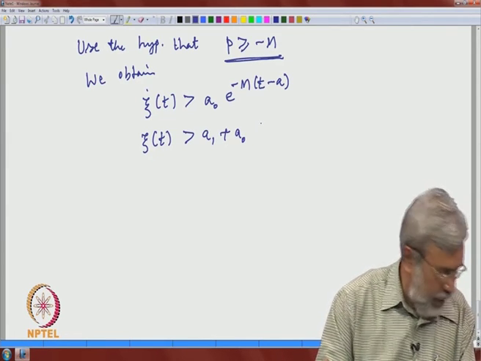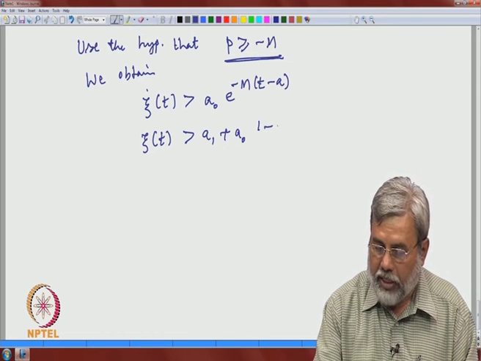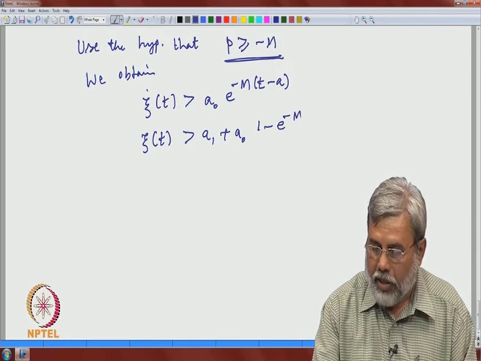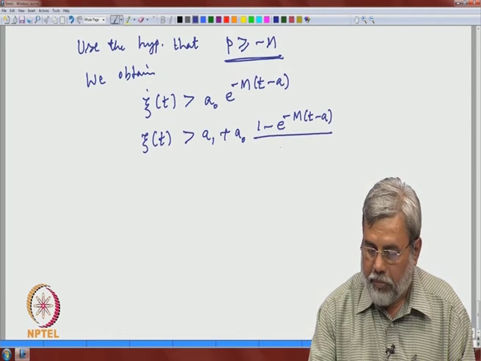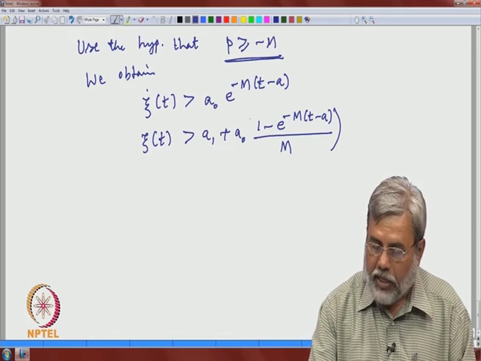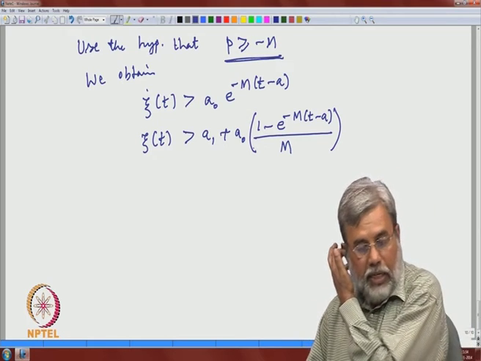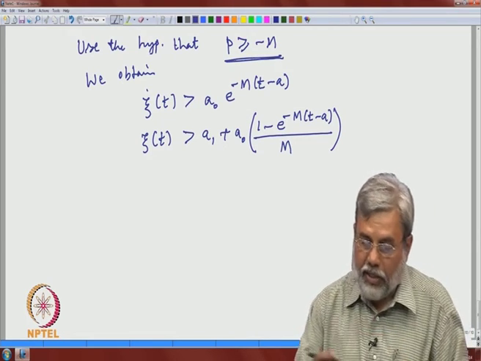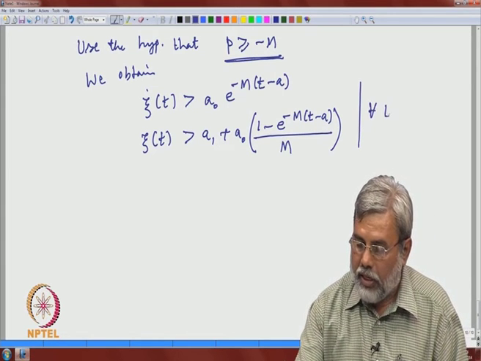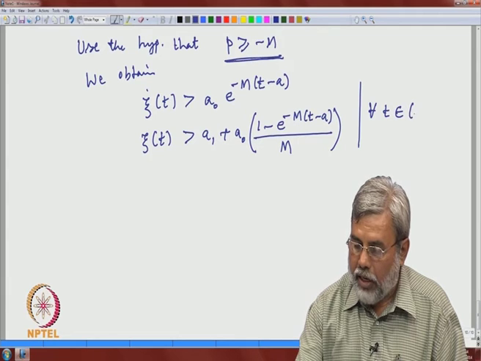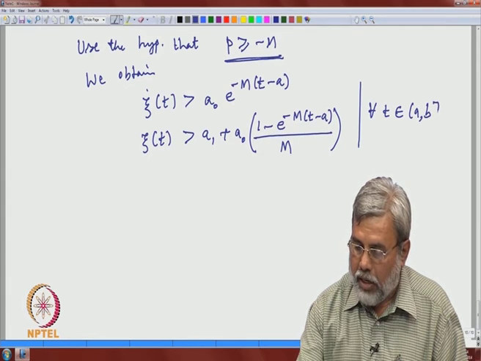So, you have to do some integration there. Let me just write it, e to the m t minus a divided by m. In the second inequality there are the double integral. So, if you do that double integral, you get this thing, and this is valid for all t in a, b.